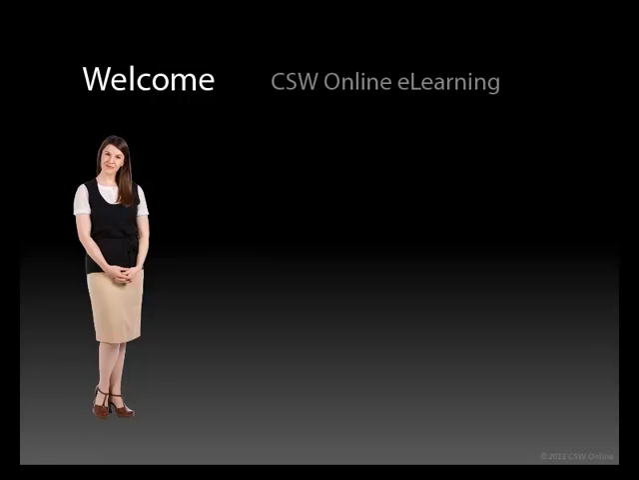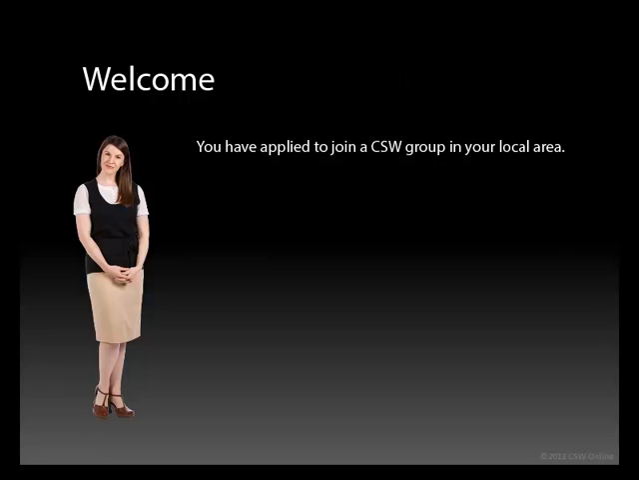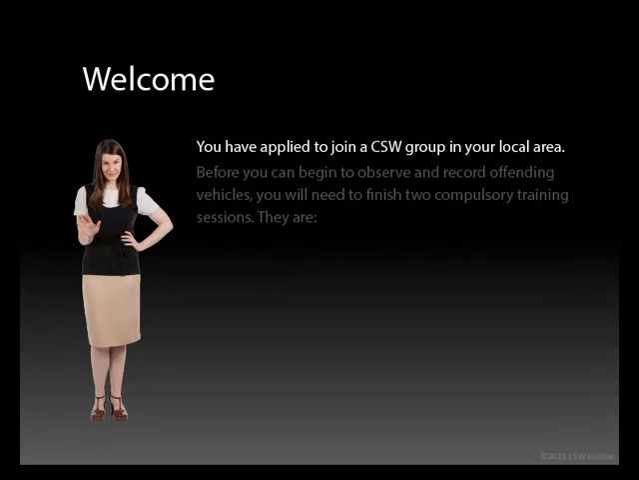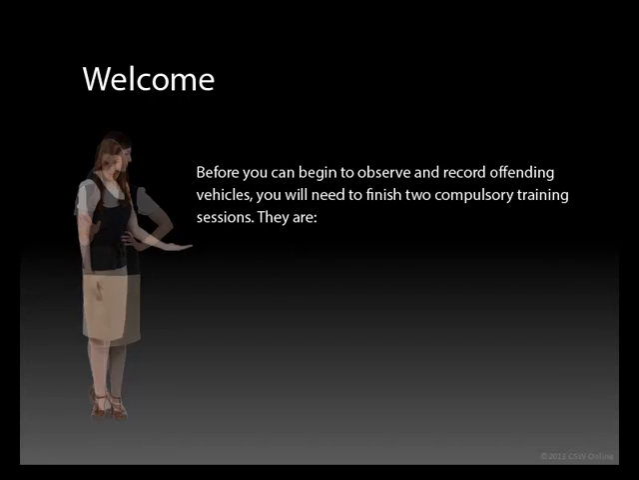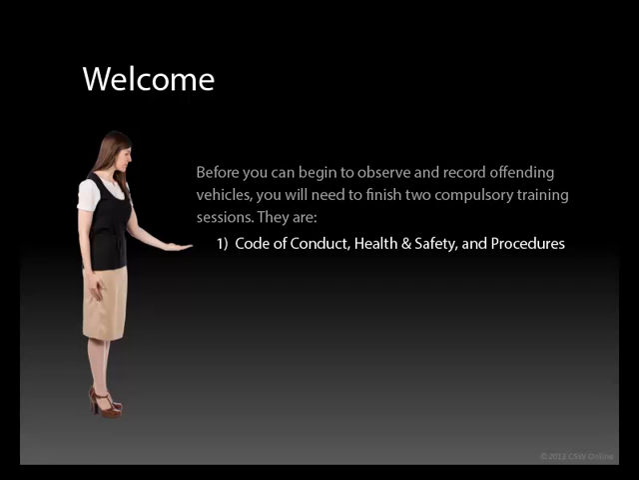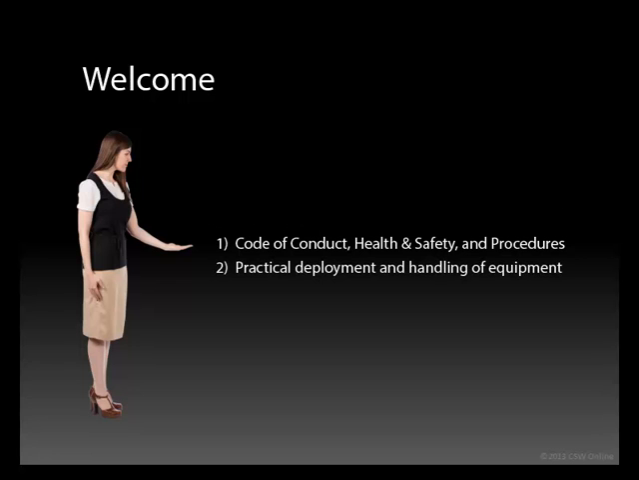Welcome to CSW Online's e-learning program for new operators. You have applied to join a CSW group in your local area. Before you can begin to observe and record offending vehicles, you will need to finish 2 compulsory training sessions. They are 1. Code of Conduct, Health and Safety, and Procedures, and 2. Practical Deployment and Handling of Equipment.